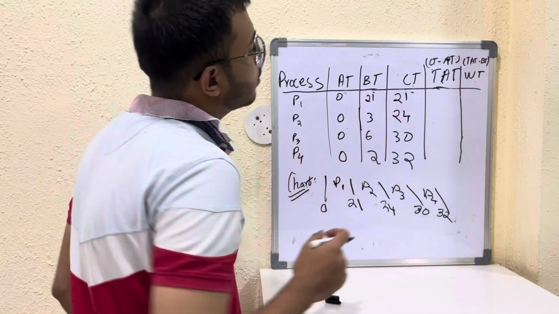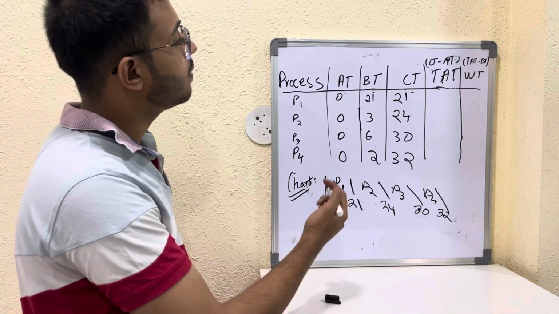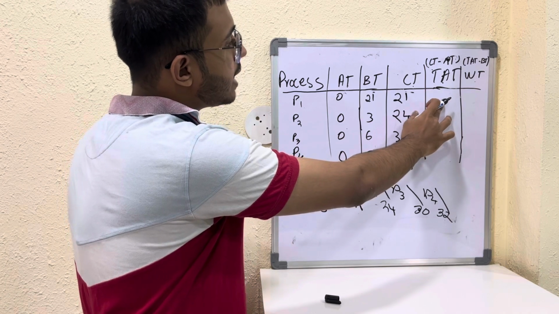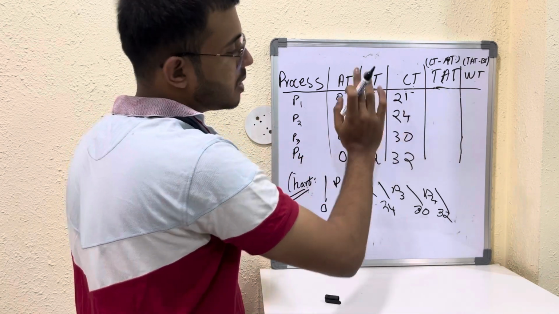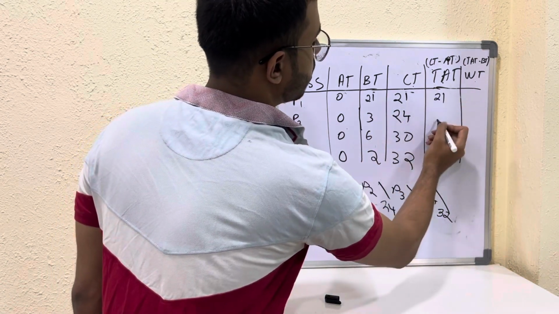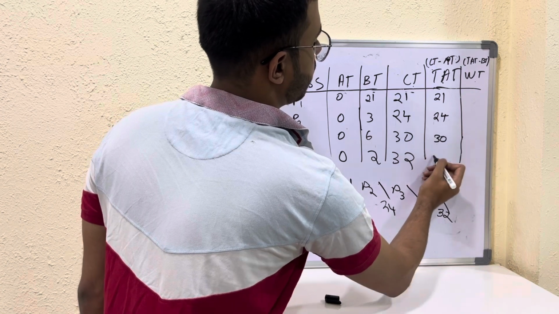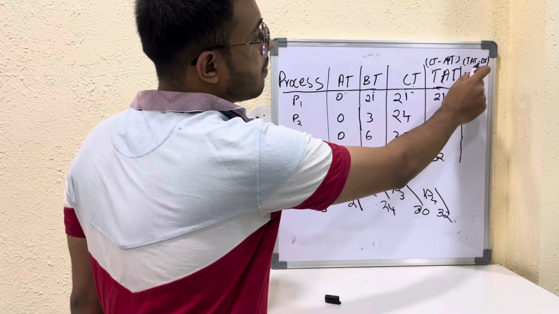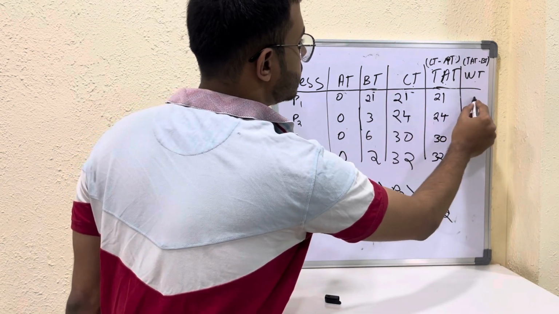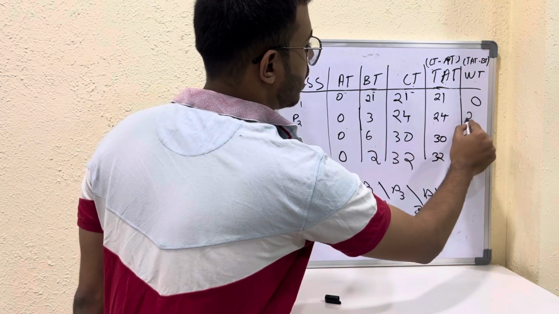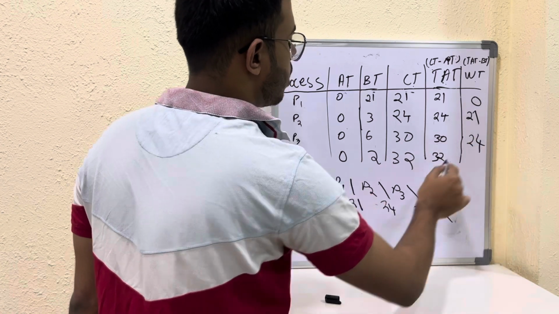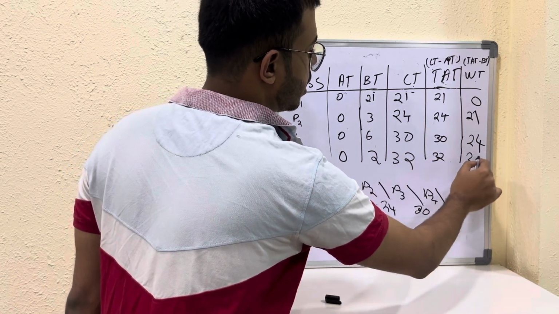Remember this: when the arrival time is not given, the turnaround time will be the same as the completion time. That makes sense because all arrival times are 0 and we just have to subtract. So 21, 24, 30, 32. What's waiting time? Waiting time is turnaround time minus burst time. So 21 minus 21 is 0, 24 minus 3 is 21, 30 minus 6 is 24, and 32 minus 2 is 30.